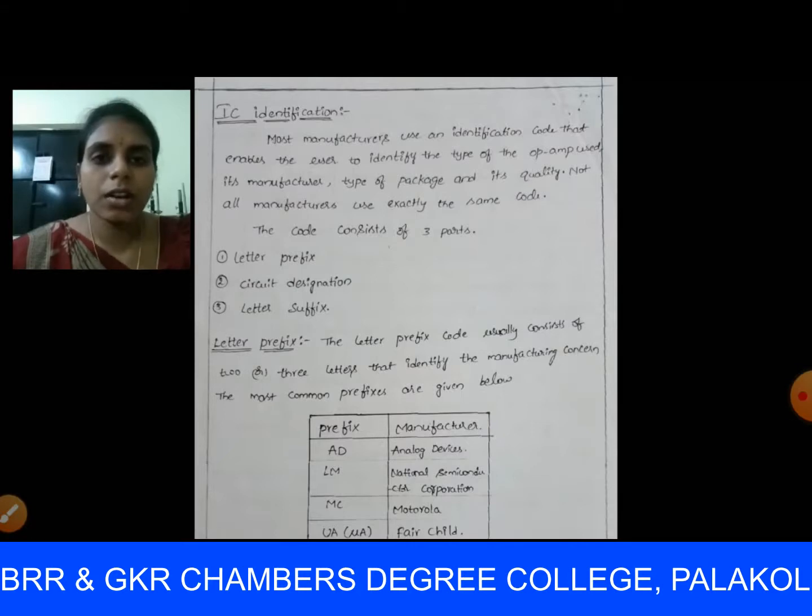Students, in the last class, we discussed the differential amplifier, the transistorized differential amplifier. Now we go to our next concept in operational amplifiers, which is IC identification, nothing but integrated circuit identification. How to identify a chip for our usage or general purpose, since we are regularly using voltage amplifiers.